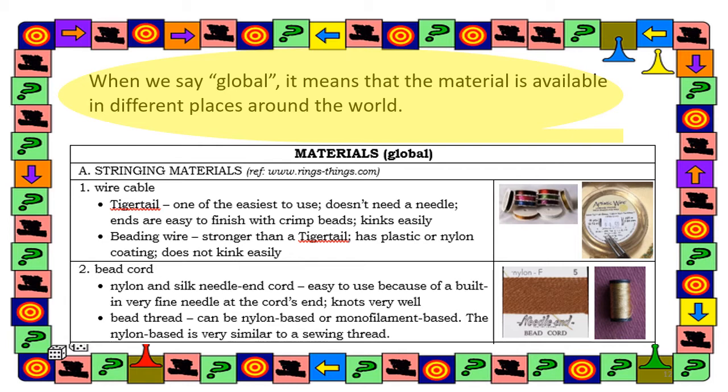It is one of the easiest wires to use because they don't need needles, and the ends are easy to finish with crimp ends. So you'll just be needing a crimping plier, and they can kink or crimp easily. Then we also have the beading wire, which is stronger than a tiger tail. This is the beading wire, and it has a plastic or nylon coating, although it does not kink easily.